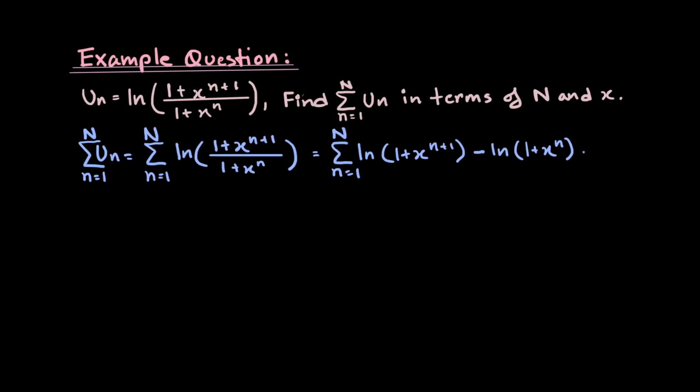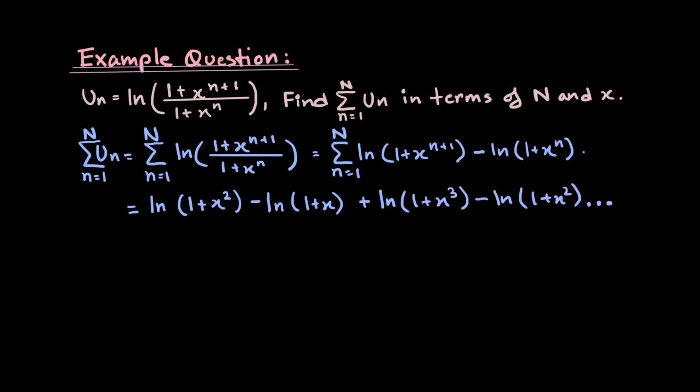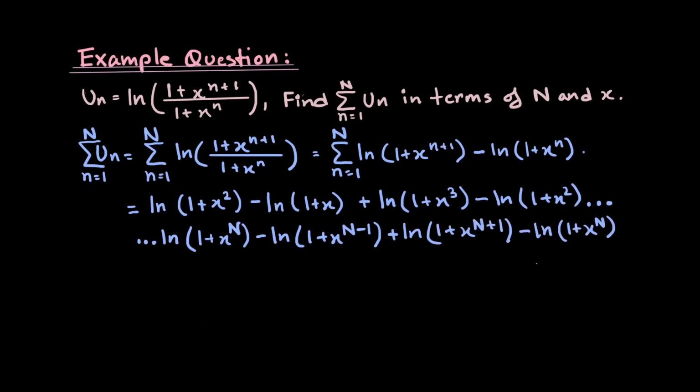This next line comes with the use of a logarithmic formula, which you learned in your grade 10 or grade 11 syllabus. So we now write the terms by applying n is equal to 1. N is equal to 1 means ln of 1 plus x squared minus ln of 1 plus x. Then we apply n is equal to 2: ln of 1 plus x cubed minus ln of 1 plus x squared, and we keep on increasing the value of n until n is equal to capital N.